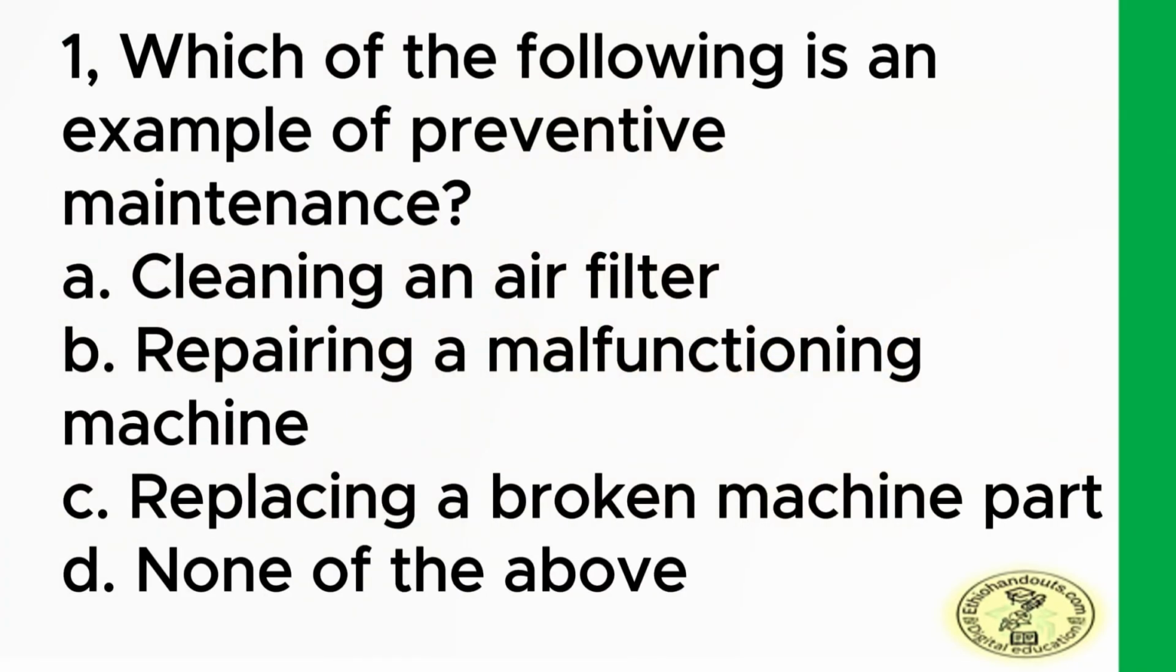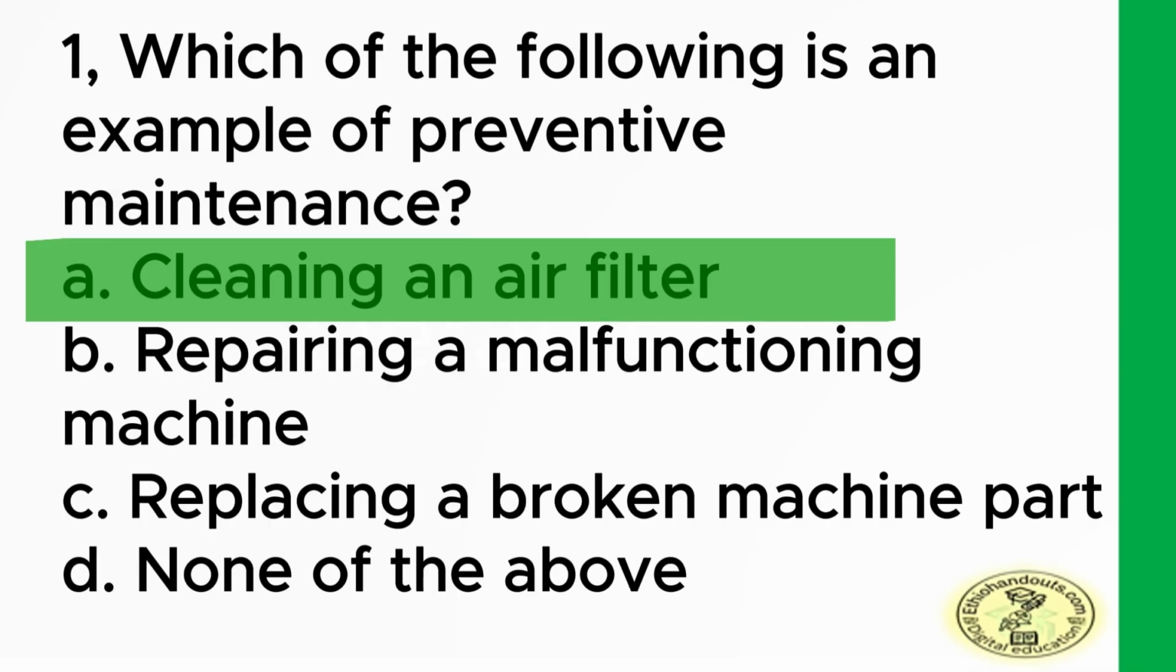1. Which of the following is an example of preventive maintenance? A. Cleaning an air filter. B. Repairing a malfunctioning machine. C. Replacing a broken machine part. D. None of the above. The correct answer is A.